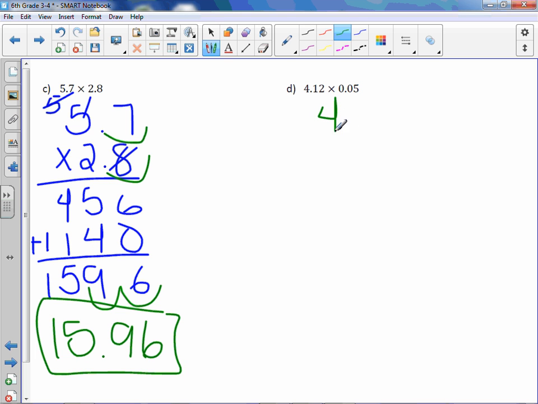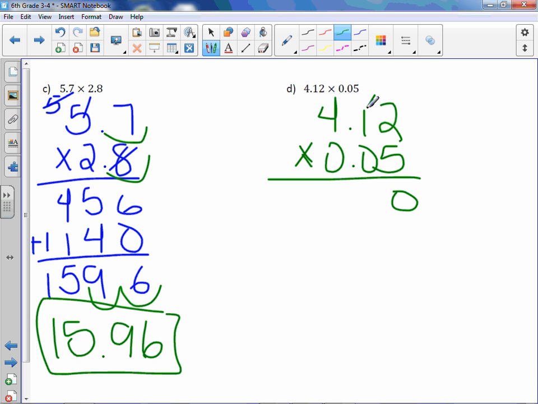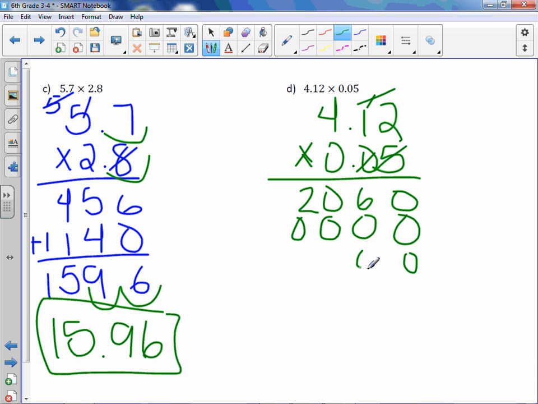Letter D, 4.12 times 0.05. 5 times 2 is 10. 5 times 1 plus 1 is 6. 5 times 4 is 20. Cross off the 5, put a placeholder. 0 times 2 is 0. 0 times 1 is 0. 0 times 4 is 0. Cross it off, put 2 placeholders. 0 times 2 is 0. 0 times 1 is 0. 0 times 4 is 0. Add them up.